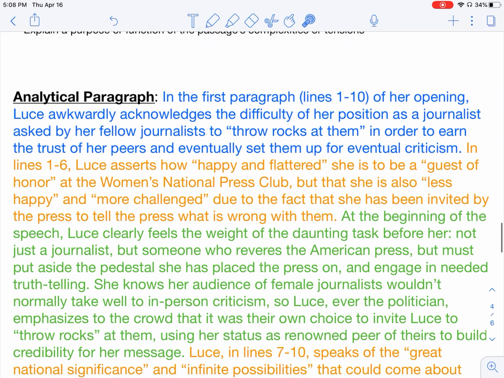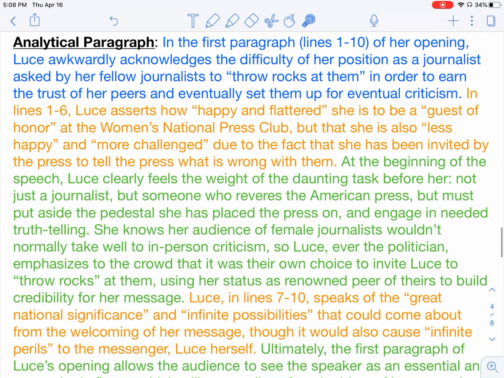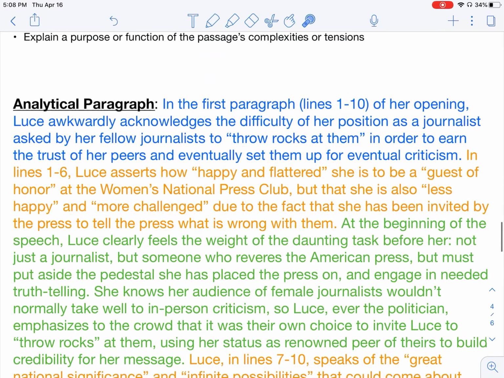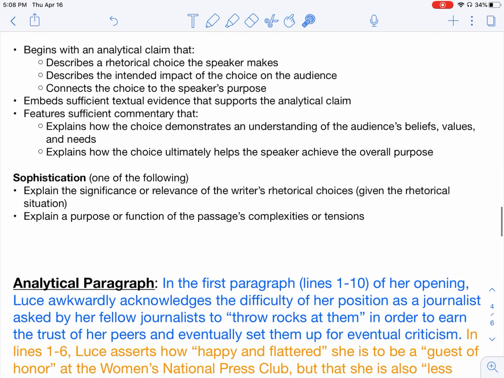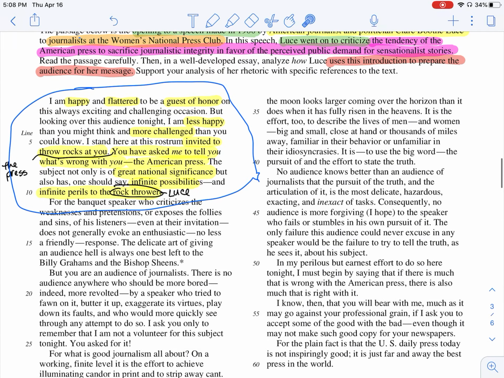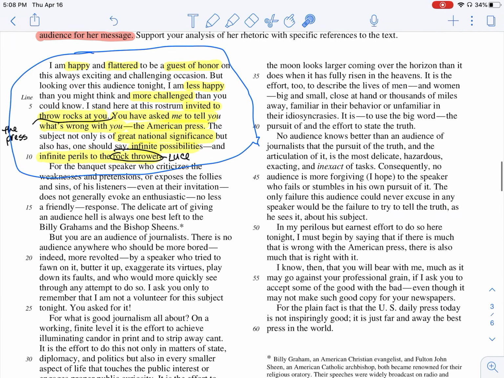Basically, Luce begins with love. You know how when I criticize the entire class, I start with love. Here's what y'all are doing well. Here's why I love y'all so much. Ultimately, this is why y'all are messing up. All right. Luce takes that same strategy and applies that throughout this entire opening.